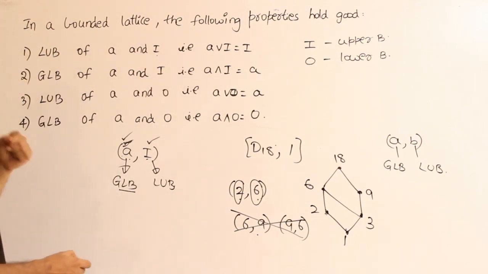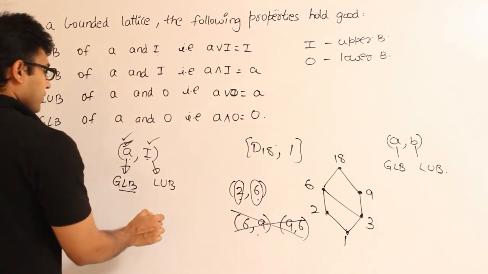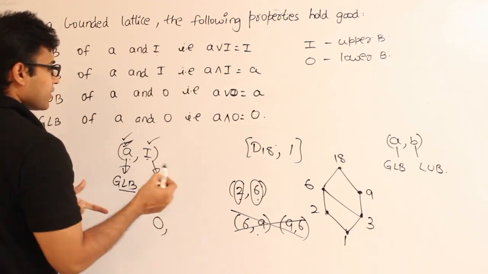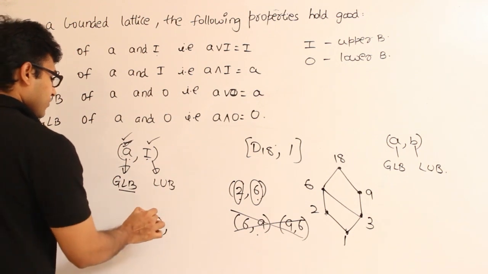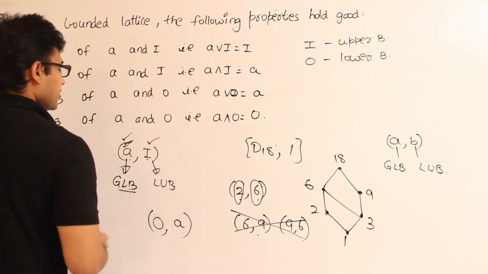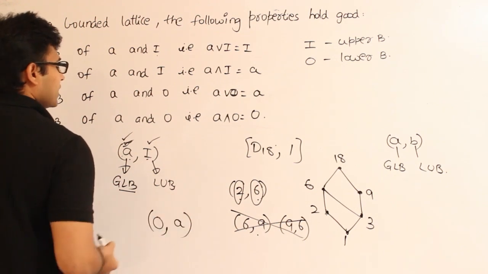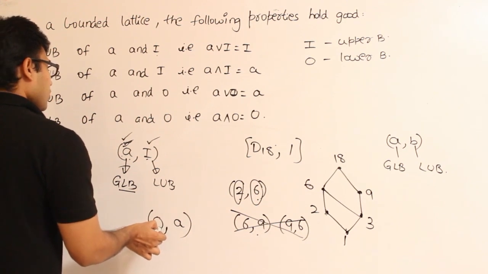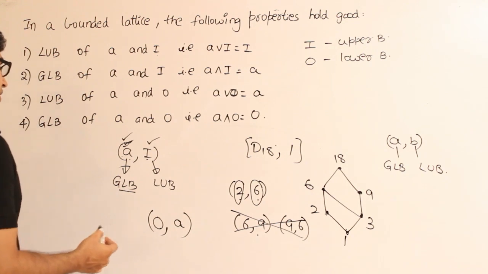Okay. And now let's talk about the lower bound O. So when is an item going to be the lower bound? Whenever it is related to every other element. Therefore, if O is the lower bound of a lattice, then it will be related to every other element. So for any element A present in the lattice, the lower bound O will be related to it. Therefore, such an ordered pair you can definitely see.